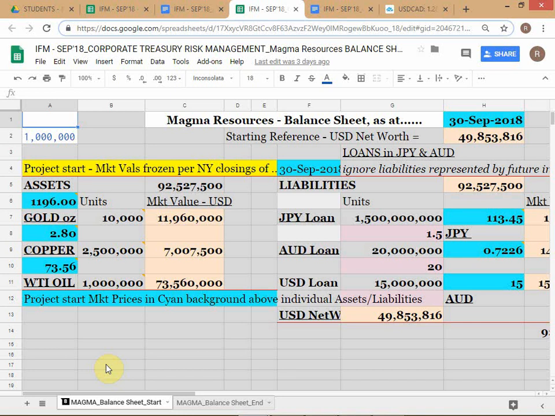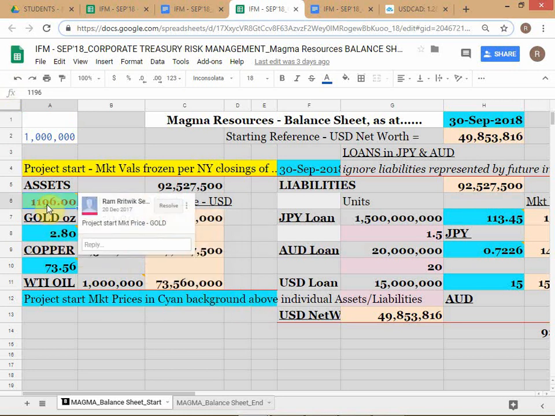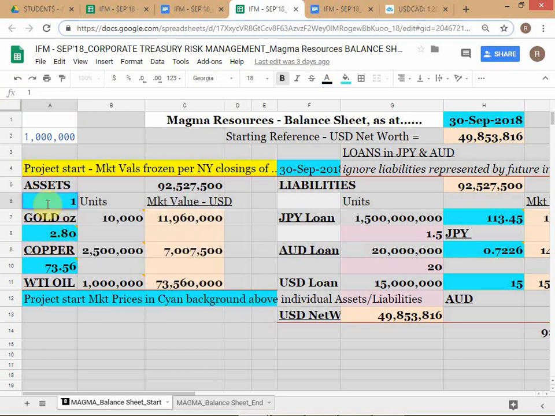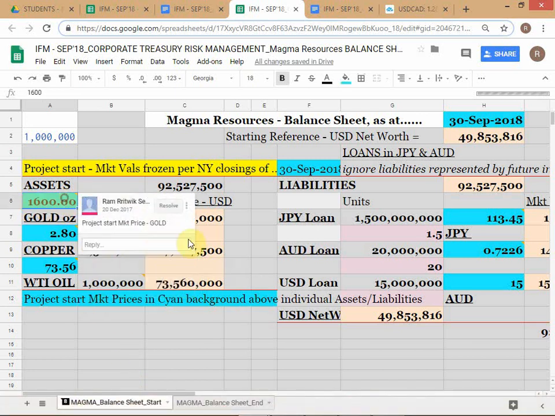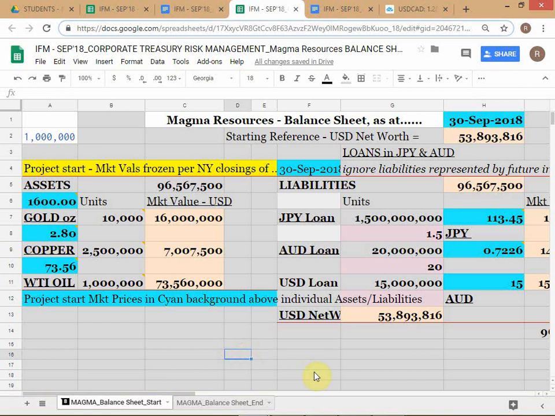If I change the price of gold from 1196, let me make it 1600. It is two decimals we have. Can you see that the value has changed? From 92 it has gone to 96 because the value of your inventories has gone up.